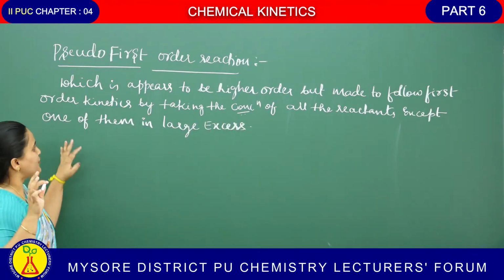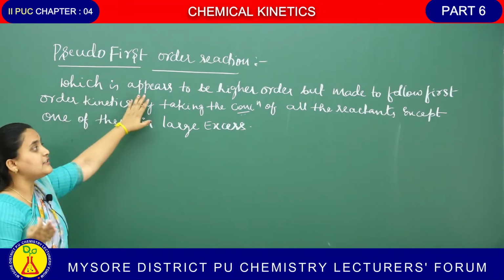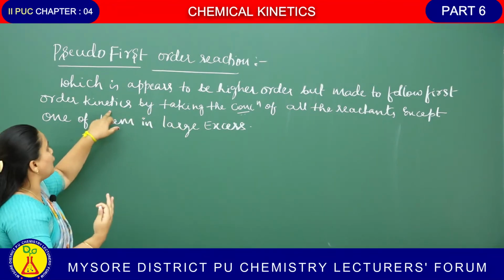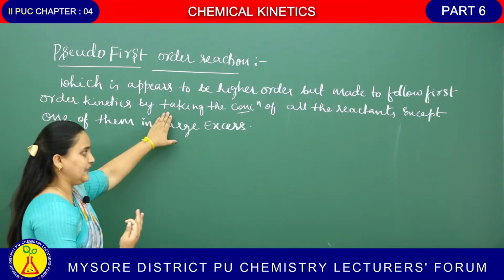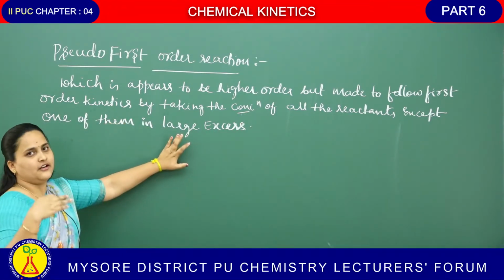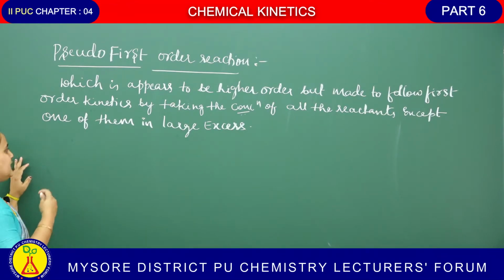What do you mean by pseudo first order then? Pseudo first order reaction appears to be higher order but is made to follow first order kinetics by taking the concentration of all the reactants except one of them in a large excess. Let me take one example, then it will be easily understood.